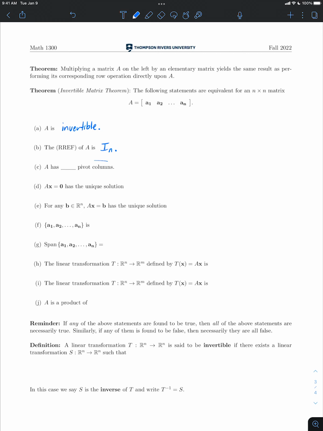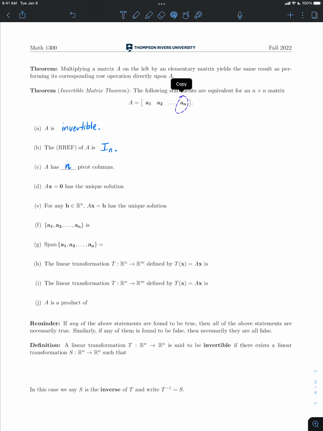Okay. Statement number C talks about how many pivot columns A has. And this, by the way, is equivalent to saying how many pivot positions the matrix A has, or how many pivot rows the matrix A has. Any of those words could have been interchanged, positions or rows could have been interchanged with columns, and this would still work, but we're going to phrase it in terms of columns. Turns out A has n pivot columns. In other words, every single one of these columns is a pivot column.